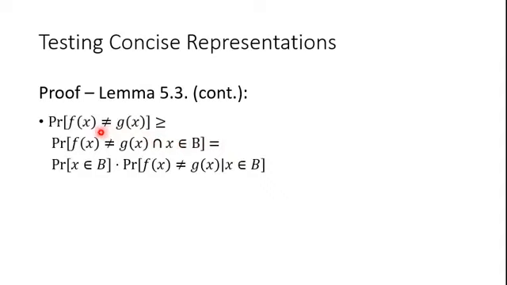So we're interested in the probability that f(x) does not equal g(x). And this is larger or equal to the probability that f(x) does not equal g(x) and we're in the case where x is in B. This transition is because the second event is more limiting than the first, so of course the first will be larger or equal. And this is equal to the probability that x is in B times the probability that f(x) does not equal g(x), given that x is in B. This is simply the transition to the conditional probability.